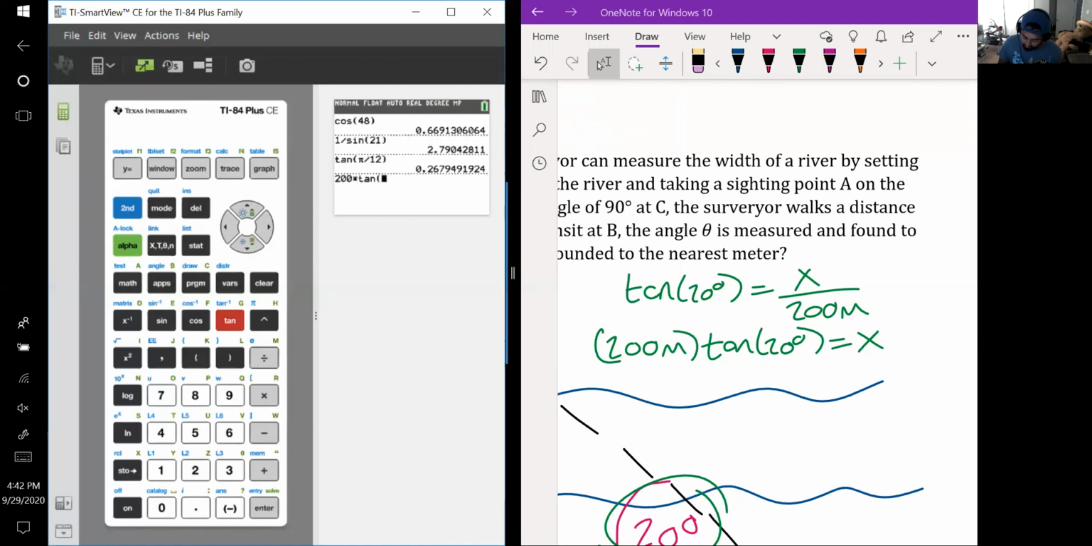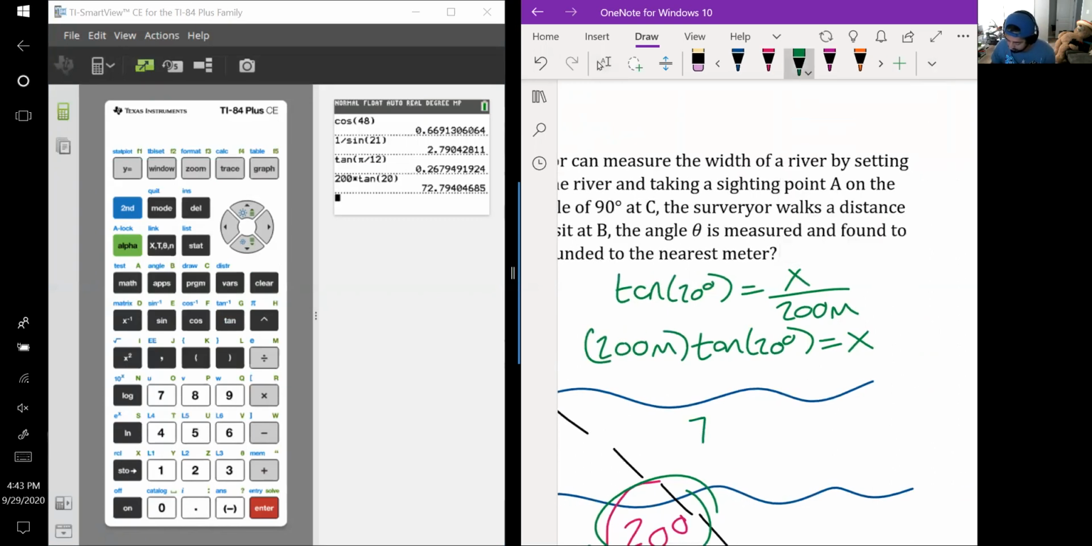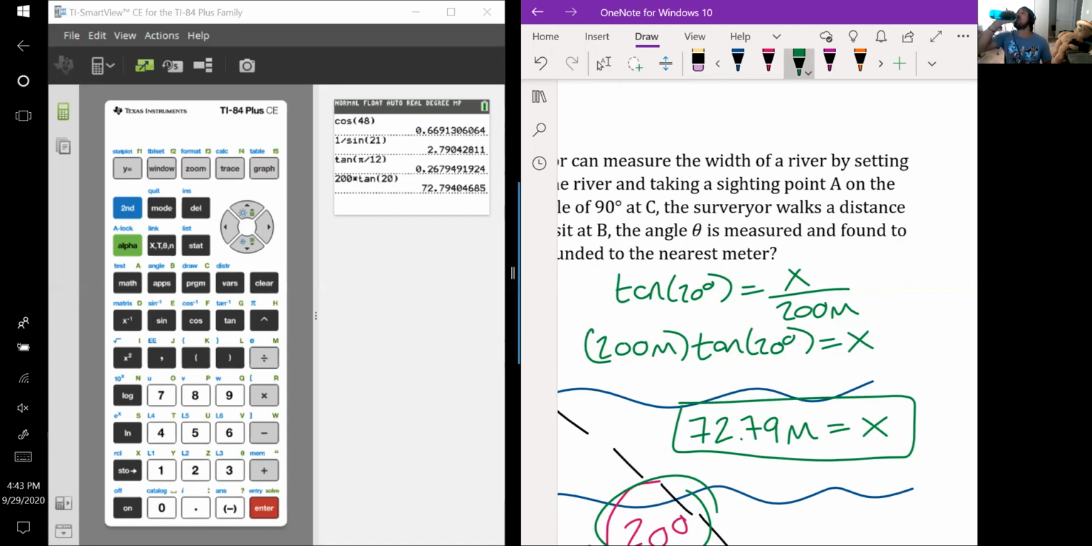the tangent of 20 degrees, and we'll get that the width of the river is 72.79 meters. That's it. So for these word problems, sometimes tangent is the best function to use, but it all depends on the information you have and the ratios you're working with. Okay, cool.